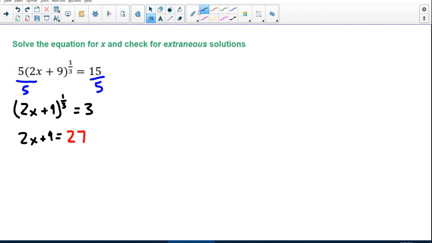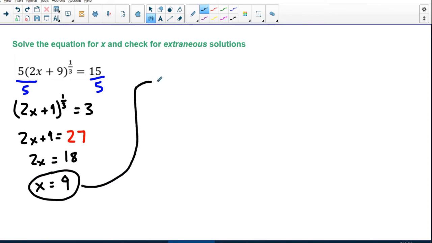Now next, to get rid of the 9, I could subtract 9 from both sides. It's going to give me 2x equals 18. And then to get rid of that 2, I'm dividing both sides by 2. 18 divided by 2 is 9. So this one's only giving me one answer. There's not 2 answers like in the other one, but I still want to check this. I want to see, is this extraneous or is this the correct answer?